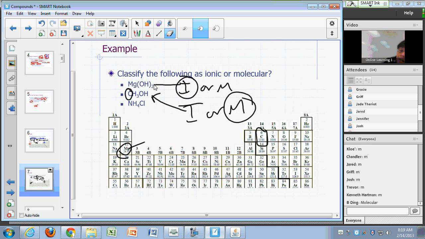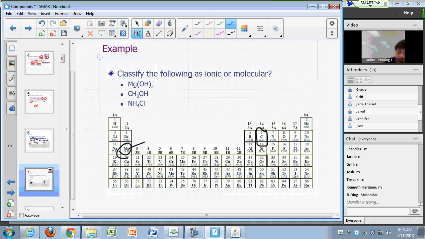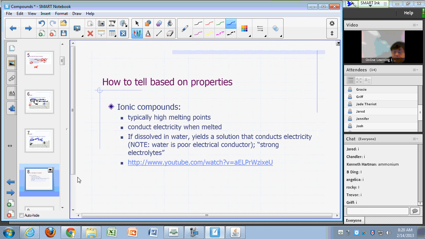And finally, ammonium chloride, is it ionic or molecular? Okay, good. It's ionic. And you know that the positive ions in this particular compound are ammonium ions. So this is ionic. Good. All right, so that's simple enough.